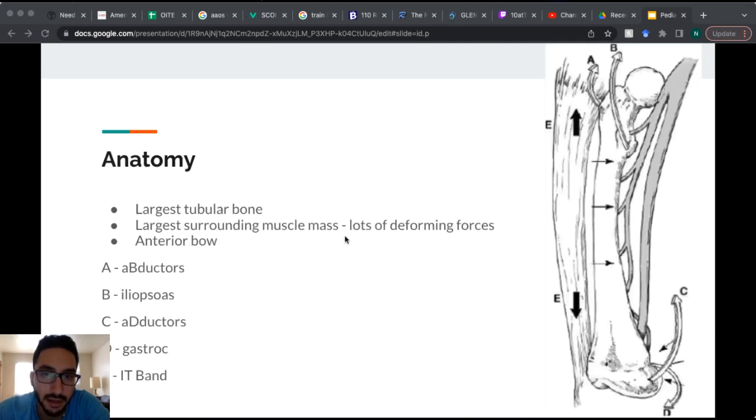Talk a little bit about the anatomy. Obviously, the femur is the largest tubular bone. It's got a large surrounding muscular mass with lots of deforming forces, and the femur has an anterior bow. I like this image here on the right. It shows the deforming forces on the different parts of the femur.